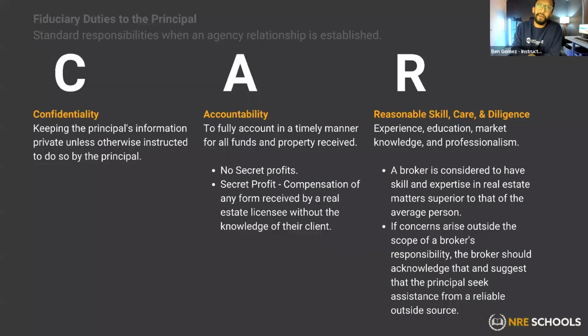And if there is something out of your scope, you should be referring that to the licensed professional. I, as a real estate agent, I don't advise on taxes. I don't advise on permits and construction. I leave those to people who are licensed to do that. That is okay. You don't need to know everything. You need to know real estate. That's what you guys need to know. So, confidentiality, accountability, reasonable care. That's the CAR acronym.